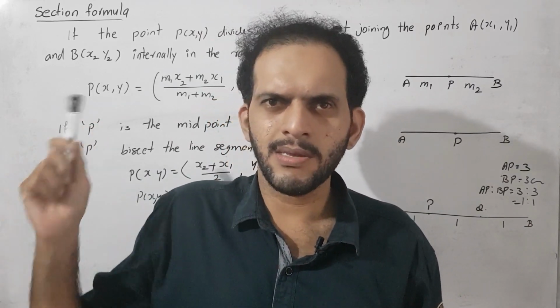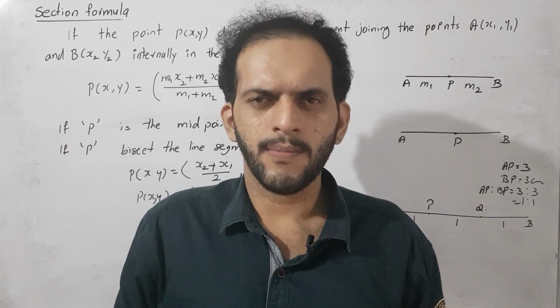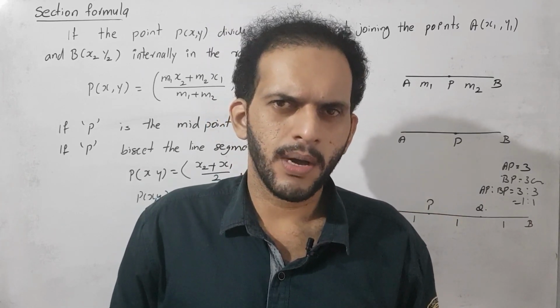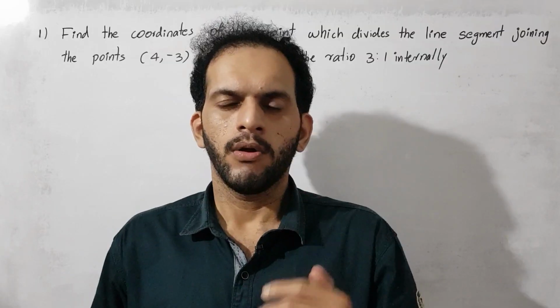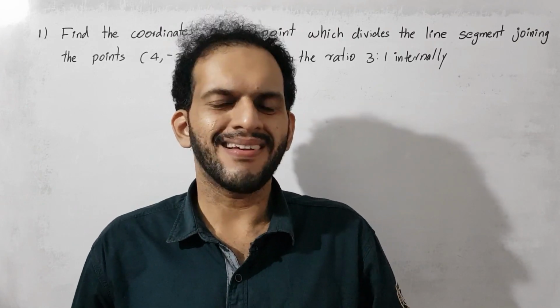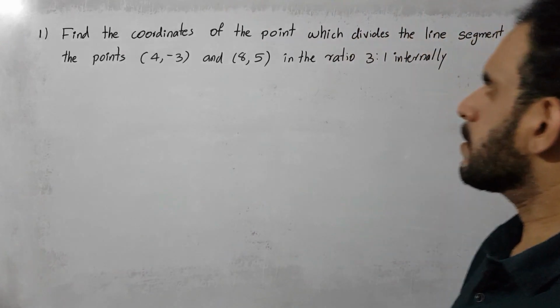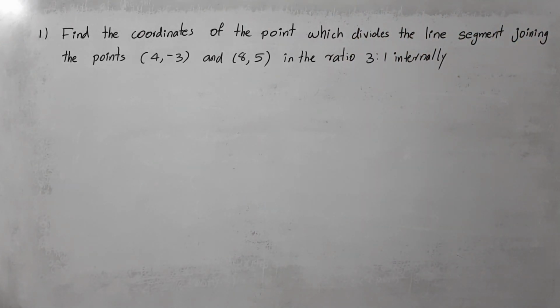The section formula is ((M1 x2 + M2 x1)/(M1 + M2), (M1 y2 + M2 y1)/(M1 + M2)), which is always in the form of a coordinate. Next, we are discussing the first application of the section formula, a direct application. The question is like this: find the coordinates of the point which divides the line segment joining the points (4, -3) and (8, 5) internally in the ratio 3 to 1.